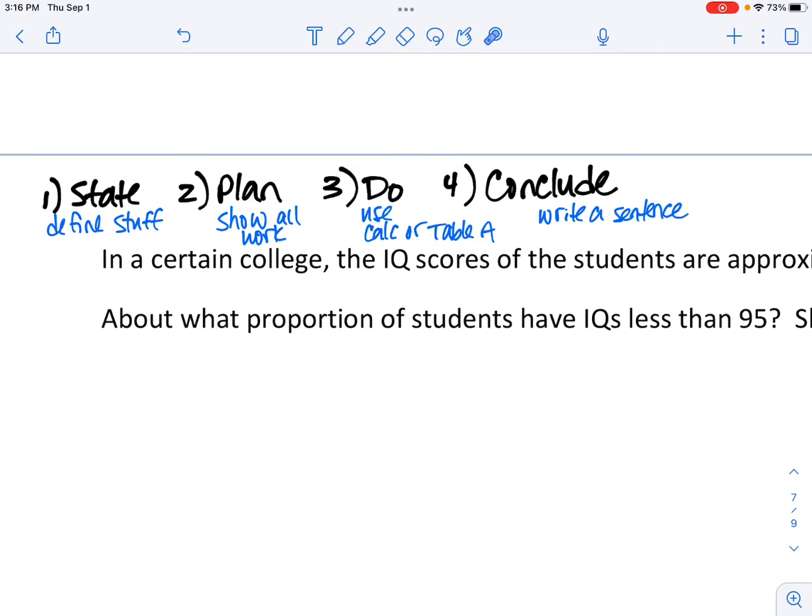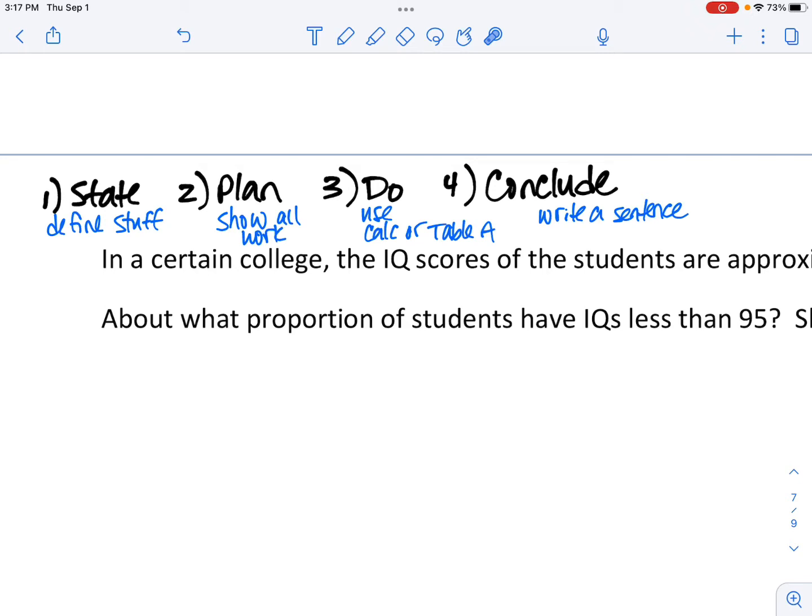What you should have read about and put in your reading guide is this thing that our textbook refers to as state, plan, do, and conclude. The biggest thing that people don't do in problems like this page is they don't show enough work. There is a lot of very specific work, step 1, step 2, step 3, that you need to show in order to gain full credit on problems like this.